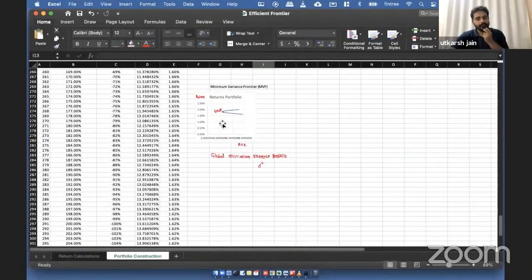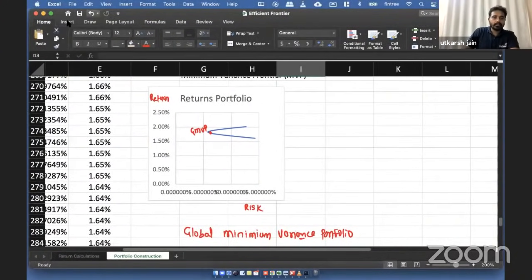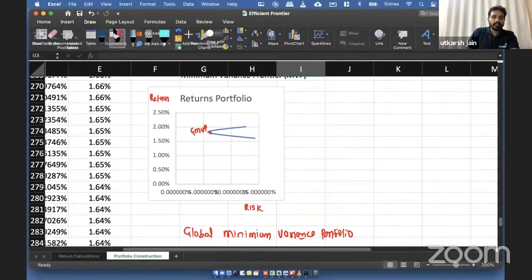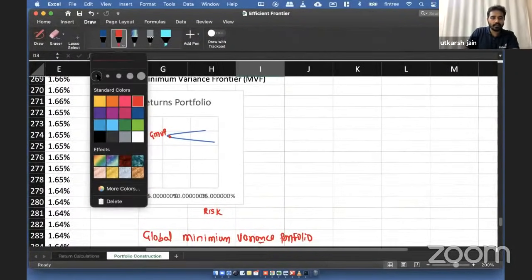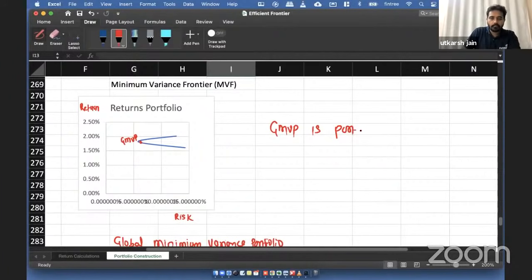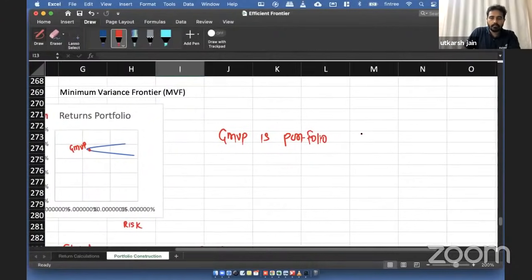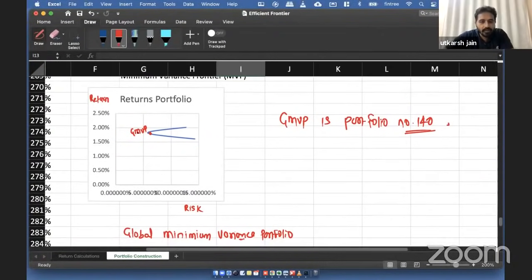Okay, it's here. So let's go to our graph and write down here that GMVP is portfolio number 140. So that for ease of reference, GMVP is portfolio number 140. Okay, so first piece is solved. We know what GMVP is.